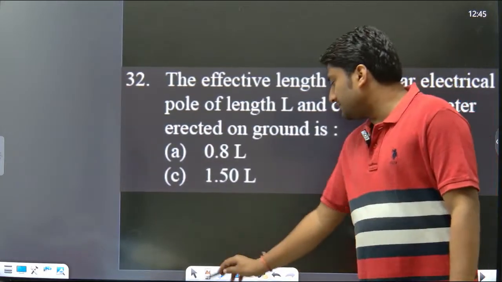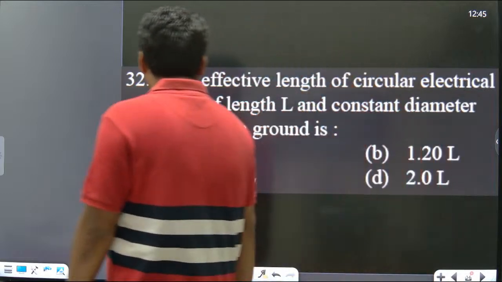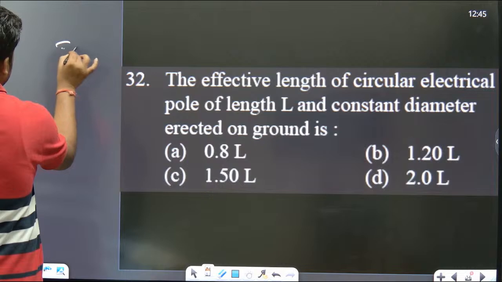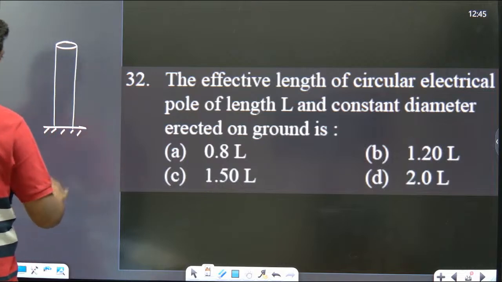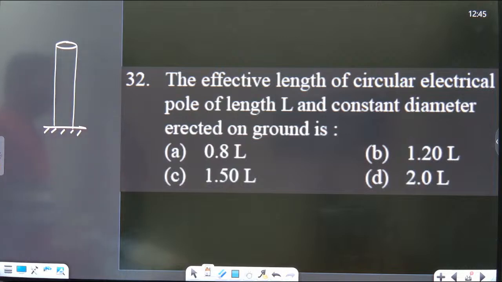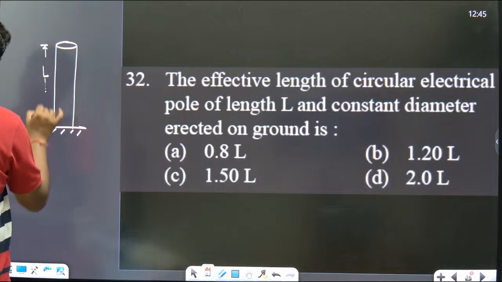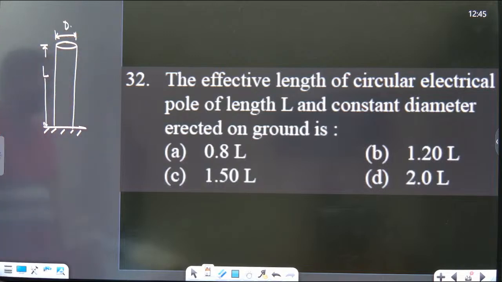The correct answer is, what is the correct answer for this question? Yes, that is a two-way shear. Very good. Again, this is a very simple question. The effective length of a circular electric pole of length L and constant diameter erected on ground. So this is an electric pole of circular diameter erected on the ground. This is length L and the diameter is D.